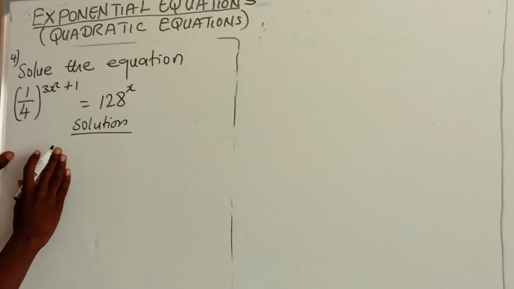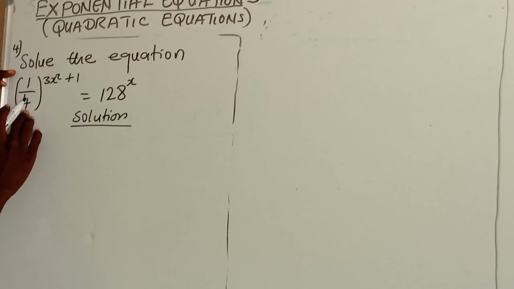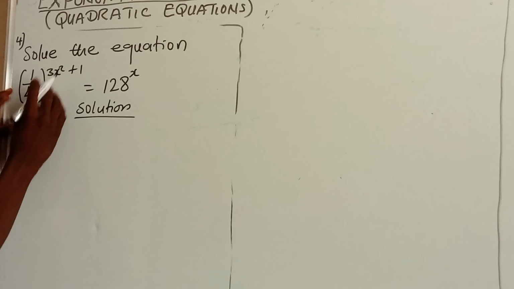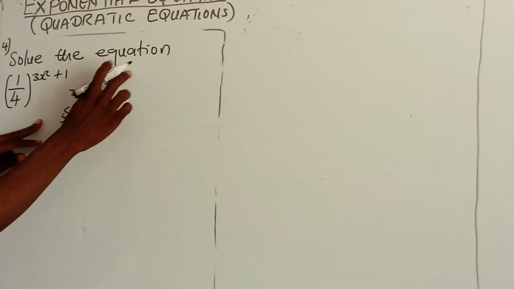Okay, now this one, look at it here. They said solve the equation 1 upon 4, brackets close, raised to the power 3x squared plus 1 equals to 128 raised to the power what?